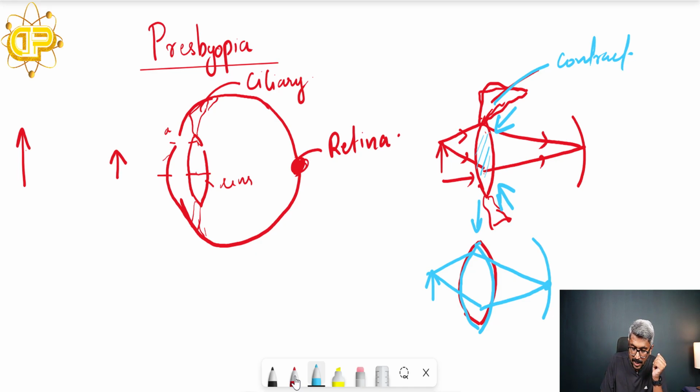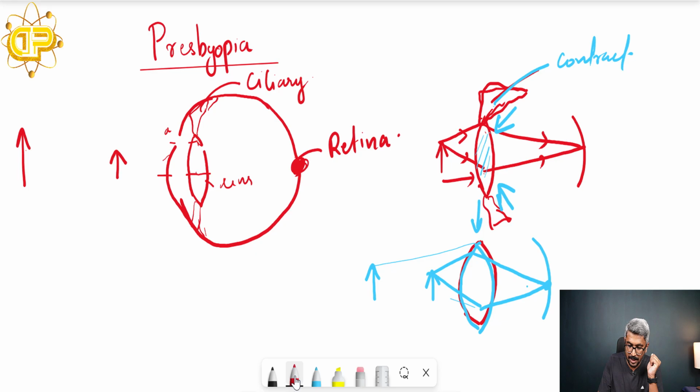And if you keep the same object at a far away distance, what happens? Then your converging power should decrease. If it is having the same thickness, then what happens? It will just again converge and then it will fall somewhere here. So the lens should adjust its thickness within itself by the action of ciliary muscles.